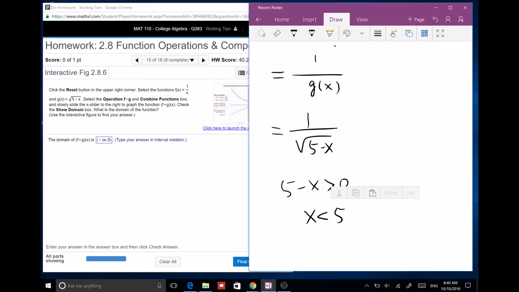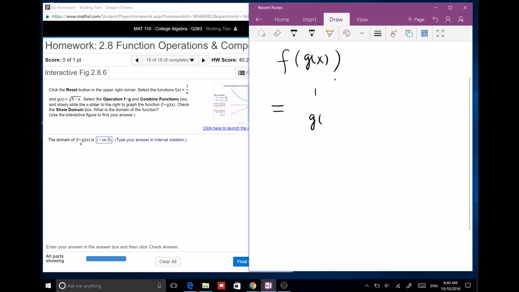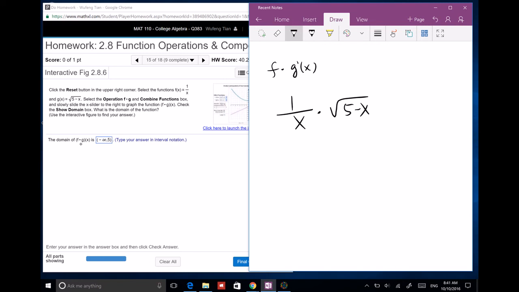Wait, f. Oh, it's multiplication. My gosh. So it's multiplication, the dot is not f over g of x. It's f multiplied by g of x. So f multiplied by g of x is 1 over x times square root of 5 minus x. So that's f times g, not f over g of x. Okay. So it's f times g. So you multiply those two. So it's x square root of 5 minus x.